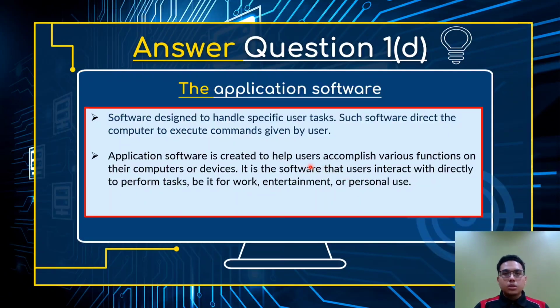Next, answer to question 1D, the application software. Software designed to handle a specific user task. Such software directs the computer to execute commands given by the user. Application software is created to help users accomplish various functions on their computer or device. It is the software that users interact with directly to perform tasks, be it work, entertainment, or personal. This is very good, application software helps our job in various tasks.